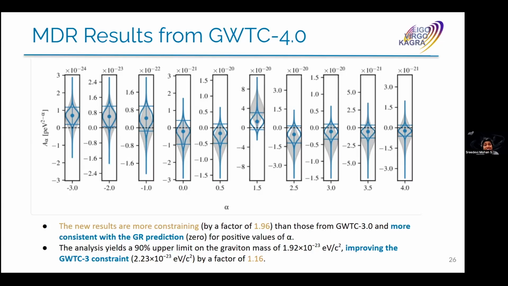This is actually due to a single event, GW231028, and when we further investigated it using some GR injections, we found that this is due to some prior effect which favors deviations from GR over GR. So when we exclude this event from our result, we couldn't find any significant deviation from GR. In this test, we could also better constrain the upper limit on the graviton mass by a factor of 1.16 compared to the GWTC3 results. So now the current best limit on the graviton mass is 1.92 times 10 raised to minus 23 eV by C squared.